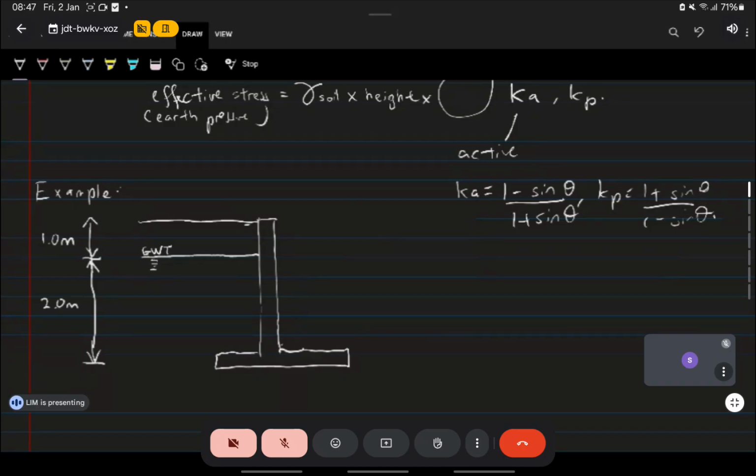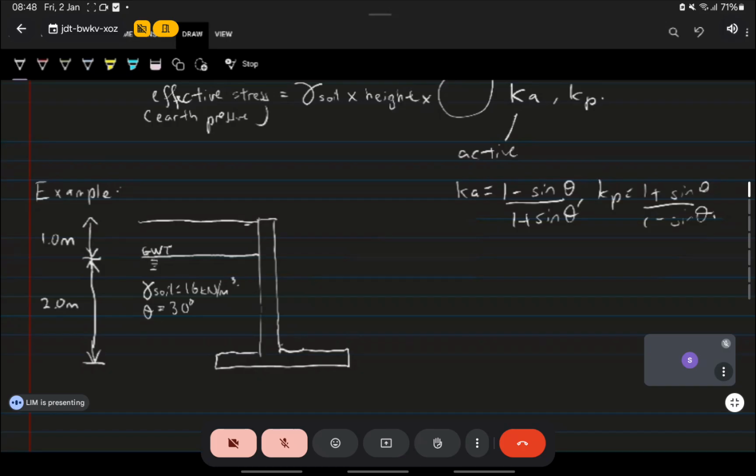Okay, so the soil properties. The soil density, let's say 16. The theta, which is the soil angle of friction, let's say 30 degrees. 30 is common for relatively weak soil, towards the weaker side. So what else? I think that's all we need.